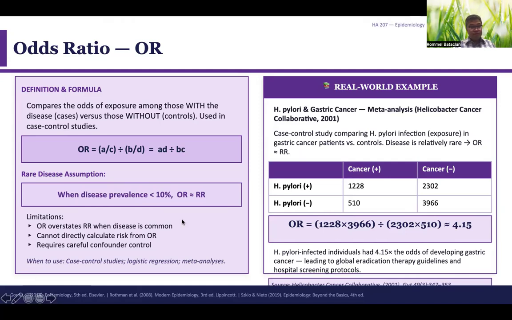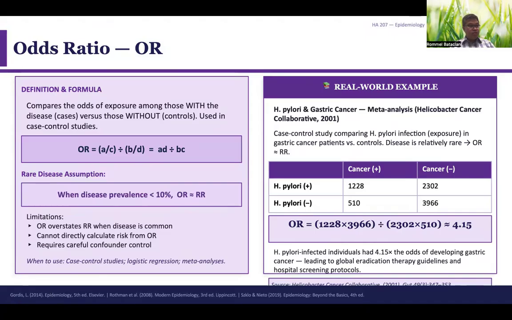So interpreting it, yung OR, if it is equal to 1, there's no association. Again, if it's greater than 1, it means there are higher odds among cases. If it is less than 1, it means there are lower odds among the cases. So it's slightly different in terms of its interpretation.